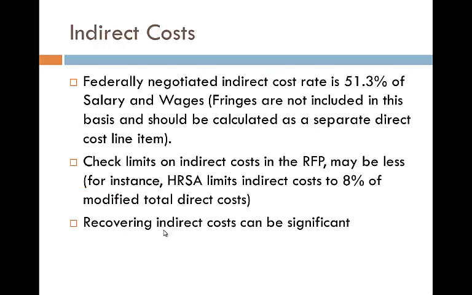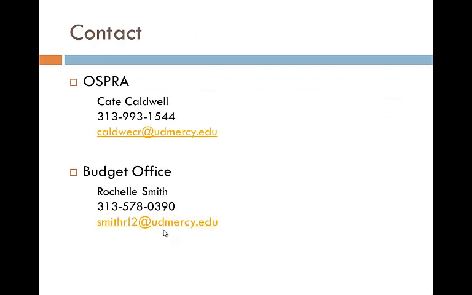Our federally negotiated indirect cost rate is 51.3% of salaries and wages, not including fringes. Check limits on the indirect costs in the RFP. They may be less. For instance, the Health Resources and Services Administration limits indirect costs to 8% of modified total direct costs. Recovering indirect costs can be significant, and they are real costs. And that is how to budget costs other than personnel.